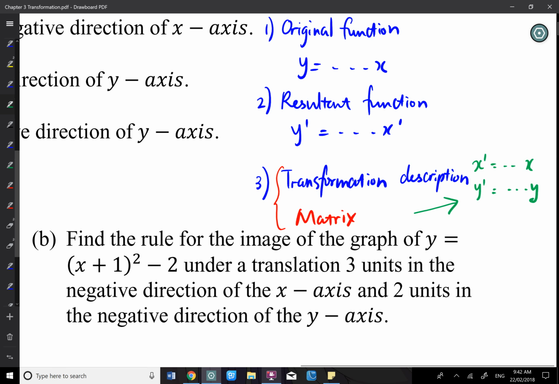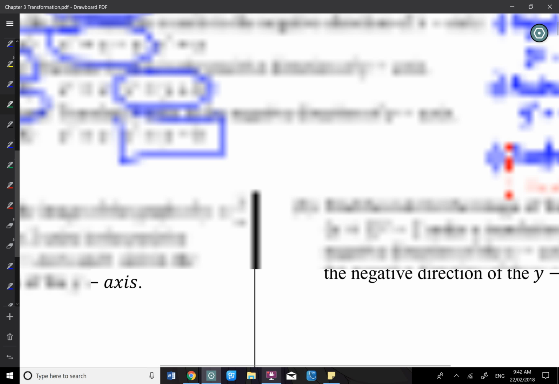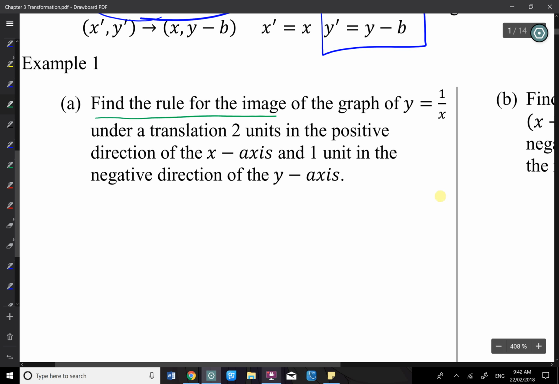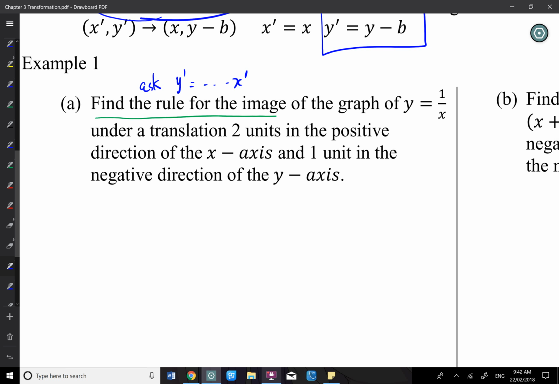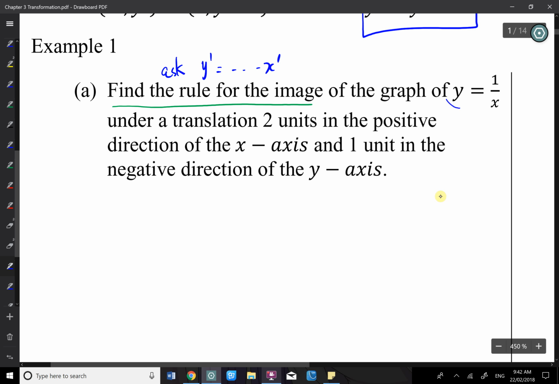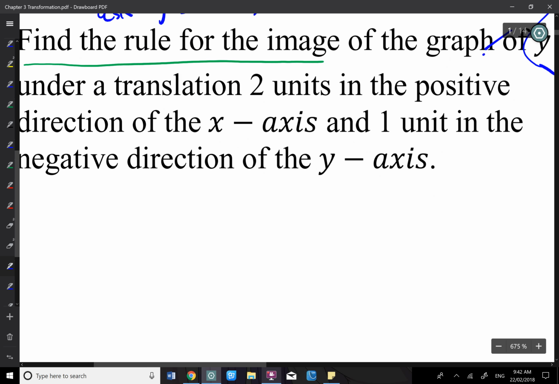So let's have a look at examples here. Each type has its own way to do it. The first one, find the rule for the image, is asking for y dash equals some function of x dash. It's asking you for the resultant, the new function. The image of the graph of y equals 1 over x is the original. You have the x, y function. That's the original.